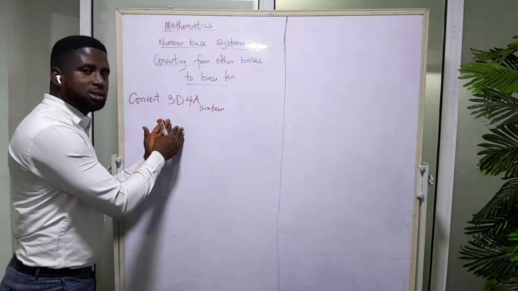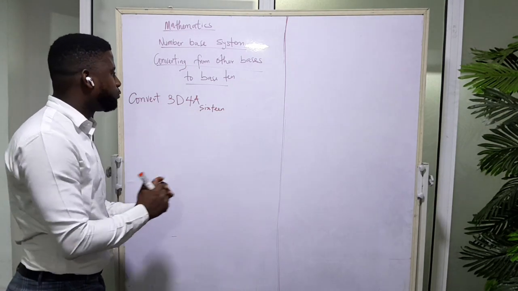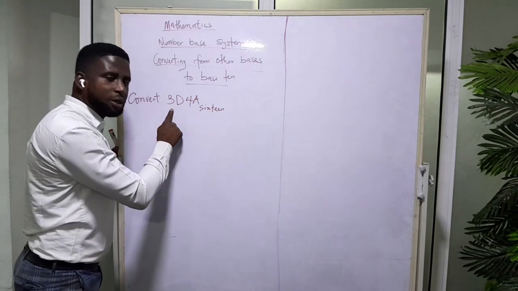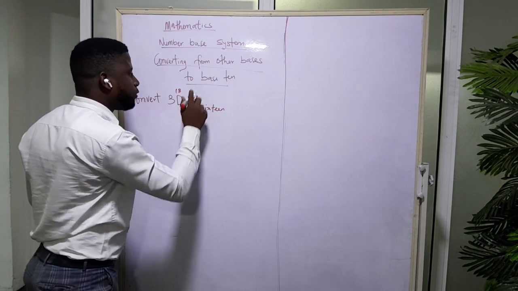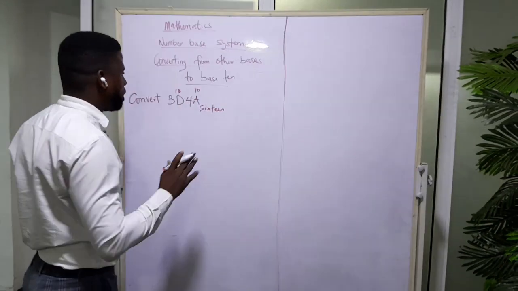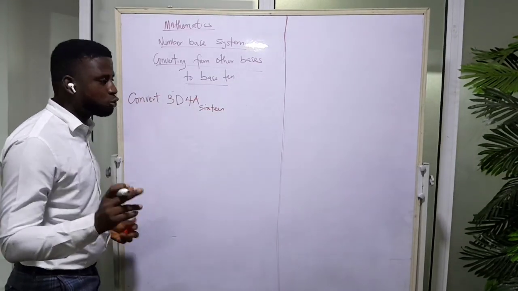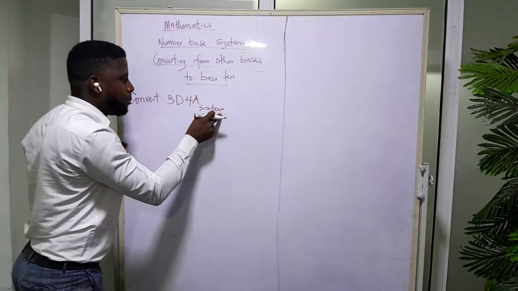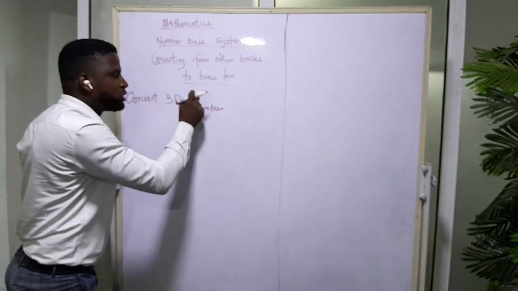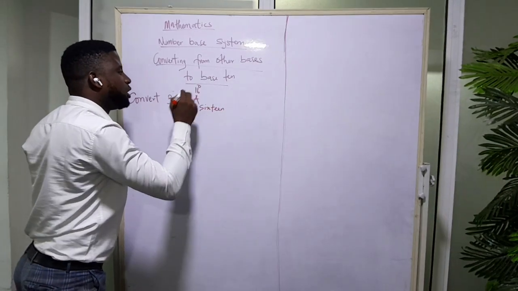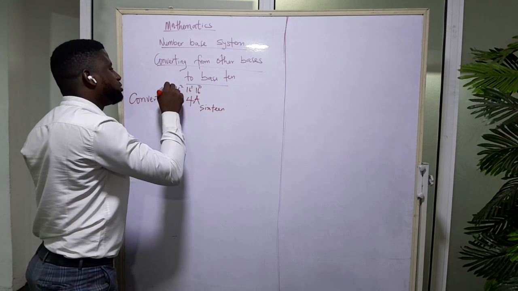To convert this to base 10, we use the two methods we've learned above, right? So this is number 3, this is 13, this is 4, and this is 10. Just the same way, the first thing to note is the base. The base this number is written in is 16. So the last number, which is A, will be 16 raised to power 0, this is 16 raised to power 1, this is 16 raised to power 2, and this is 16 raised to power 3.